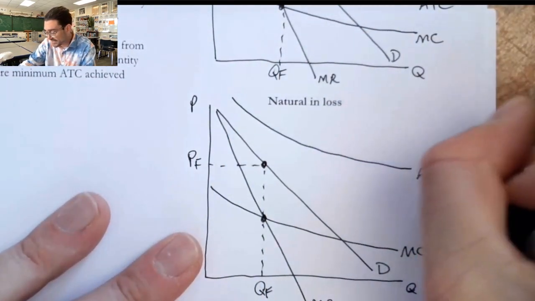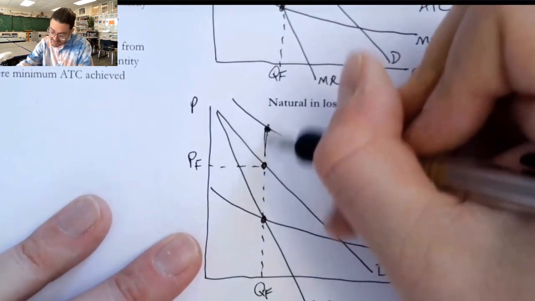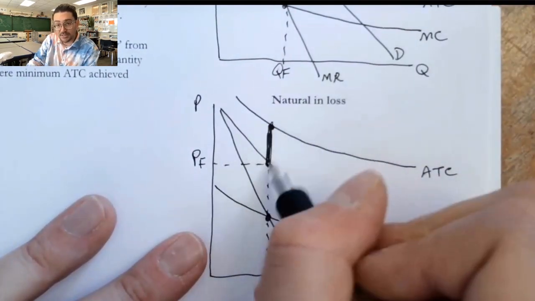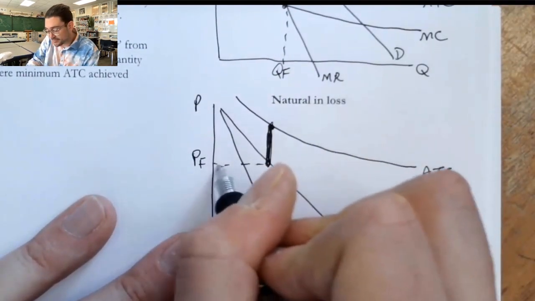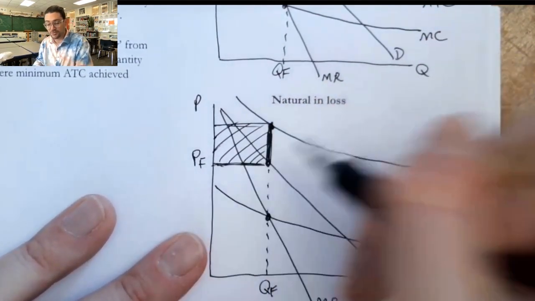really high average cost. And at the quantity that we're producing at, that means our ATC is above the price. And so this is the loss per unit, that highlighted area. And then if we go over, this amount is the total loss that this firm incurs.